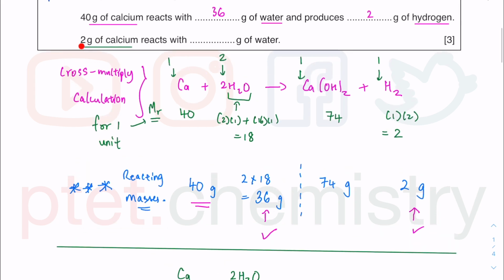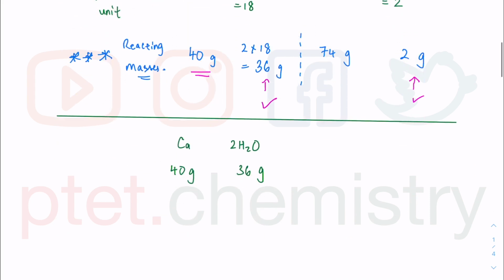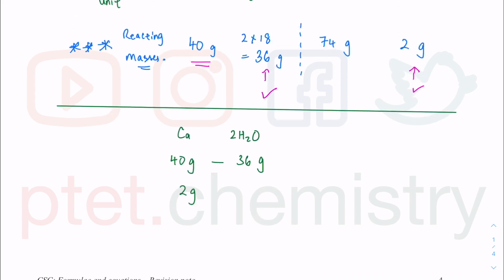How about when you have 2 grams of calcium? When you have 2 grams of calcium, how many grams of water is required to react? So this is calcium, and this is from the balanced equation. This is just what you are thinking in your head, but this is in reality. So this is what you want to find now. If you have 2 grams, then what is going to be X? X is going to be the mass of the water that is required to react with 2 grams of calcium.